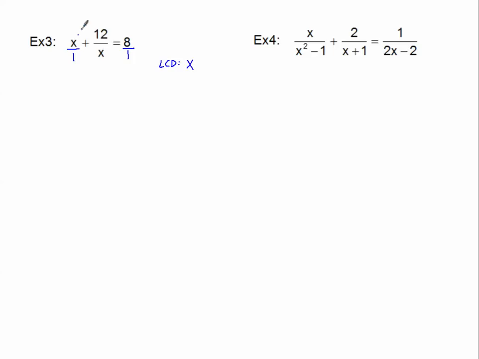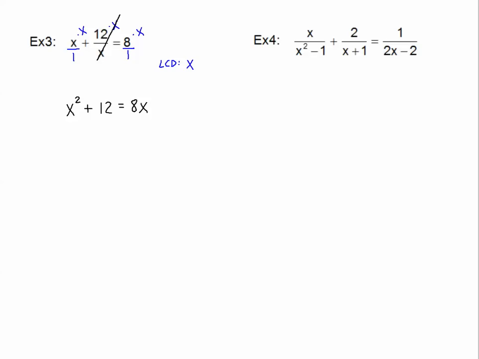So I'm going to multiply all three parts by x. That's my LCD. In the first fraction, nothing will cancel out with the denominator, so I'm just left with x times x, and that's x squared. Then a plus sign. In the second one, that's where the factor will cancel away, and I'll be left with 12. And then an equal sign. And in the third fraction, nothing will cancel away from the denominator, so I'm left with 8x. And there's my equation.